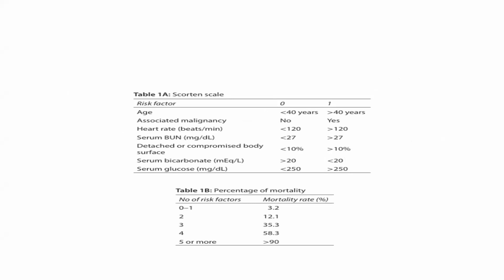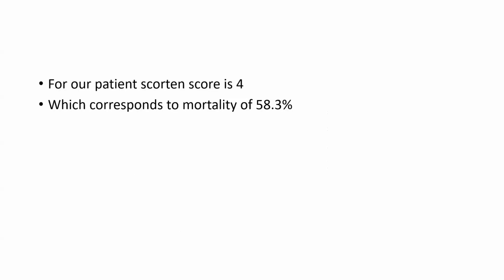It includes the risk factors like age, which is divided into less than 40, more than 40, then associated malignancy, heartbeat less than 120, more than 120, serum blood urea nitrogen levels that is less than 27, more than 27, detached and compromised body surface area that is less than 10%, more than 10%, then serum bicarbonate level more than 20, less than 20, and serum glucose that is less than 250 and more than 250. So in our case, the SCORTEN score is 4, which corresponds to a mortality of 58.3%.